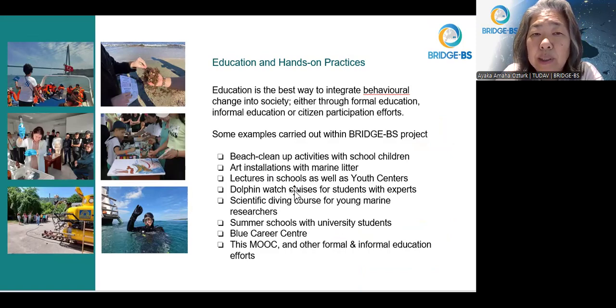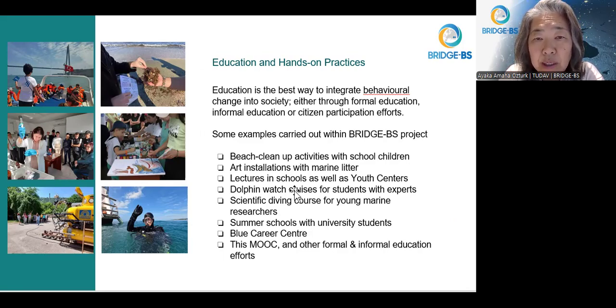So here I explain what we can do to raise awareness and increase ocean literacy. Education is the best way to integrate behavioral change into society, either through formal education, such as curriculum integration in the school system, or informal education, such as visiting museums, or setting up camps, or summer schools, as well as through citizen participation efforts, like workshops, citizen science, science cafes. Through these activities, you can get people to engage in education, and you can increase the awareness and ocean literacy.